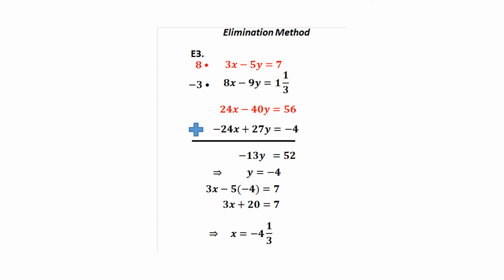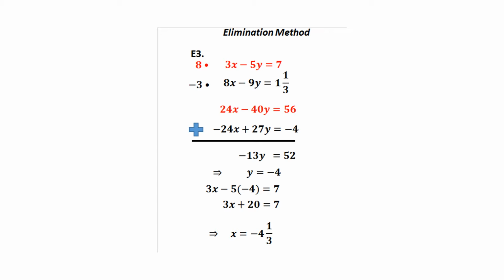Okay, so now if we add the two equations, the x's go away, and you have negative 40y plus 27y, that's negative 13y, is equal to 56 minus 4, which is 52. And if you divide both sides by negative 13, y is equal to negative 4.